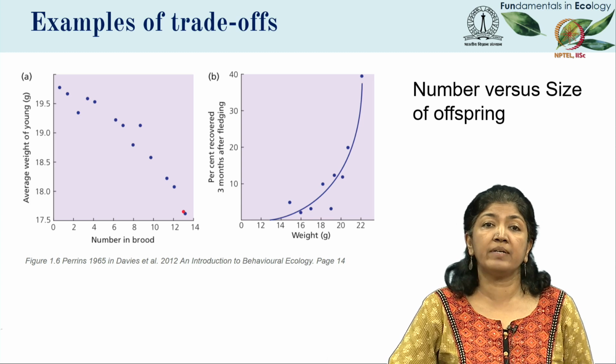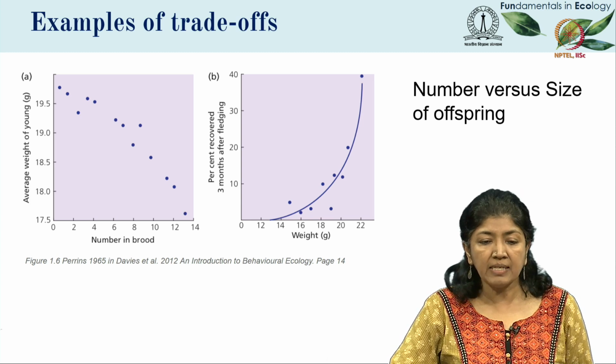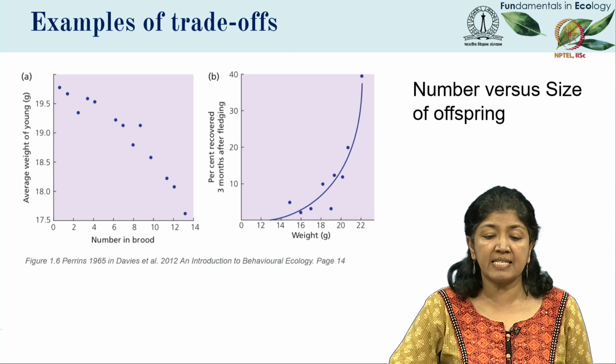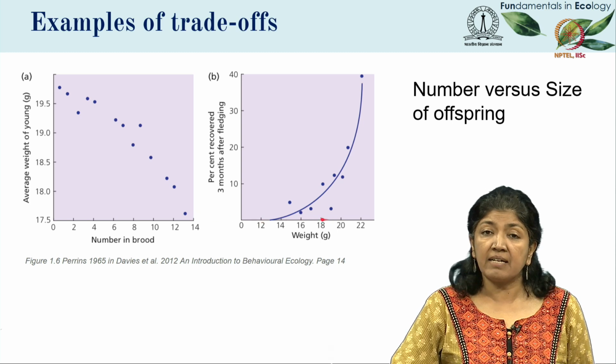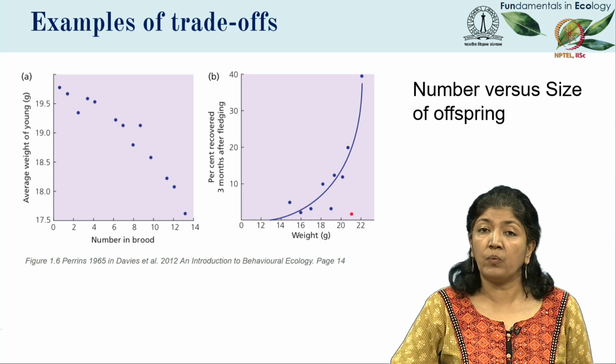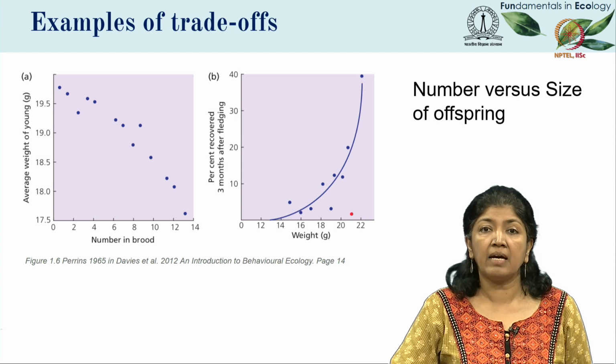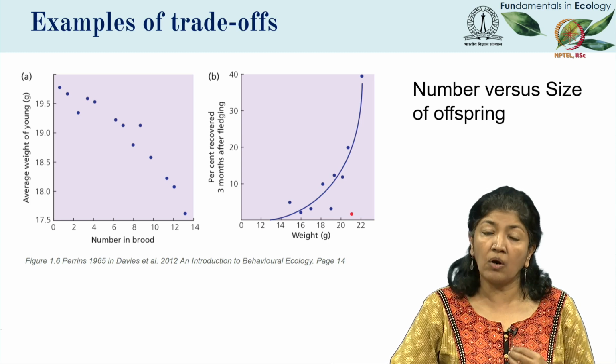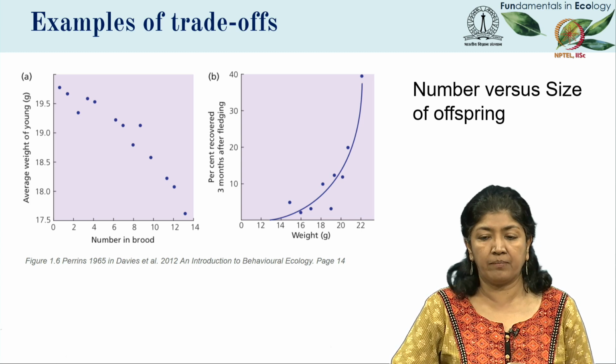Now, this has fitness consequences, because if you look at chick survival, it increases with weight. So, heavier chicks have a much stronger probability of surviving.